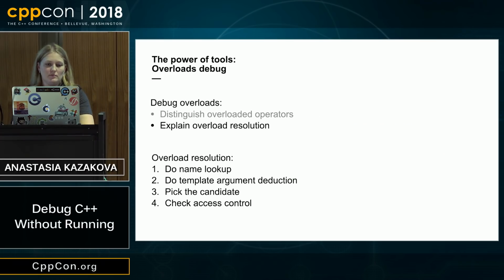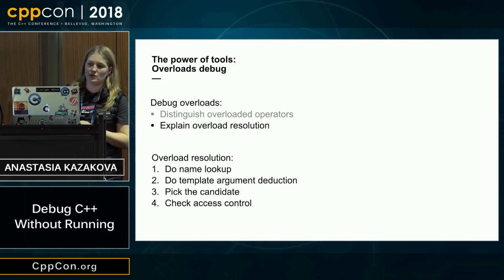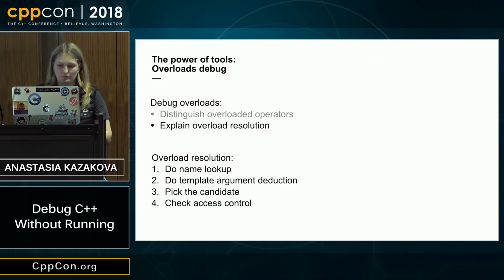Another good question is to explain the overload resolution. As I said, overload resolution is not a very complicated process. It's just a set of rules which you have to follow to build the proper set: do the name lookup, do the template argument deduction, build this set, pick the proper candidate, and then check access control. That's good, but unfortunately the tools can't do a lot at this point.